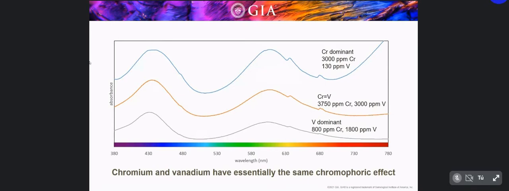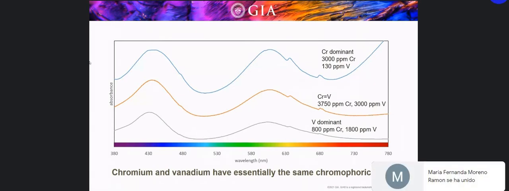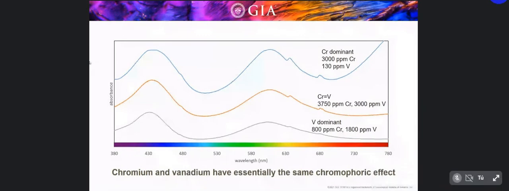And actually, we do use this a little bit in the lab for origin determination. Certain deposits seem to produce more vanadium dominant emeralds, and others produce more chromium dominant emeralds. Colombian emeralds tend to be more enriched in vanadium, and their color is more caused by vanadium than chromium. Whereas deposits like Zambia and Russia, which are hosted in ultramafic bodies, tend to be more dominated by chromium.